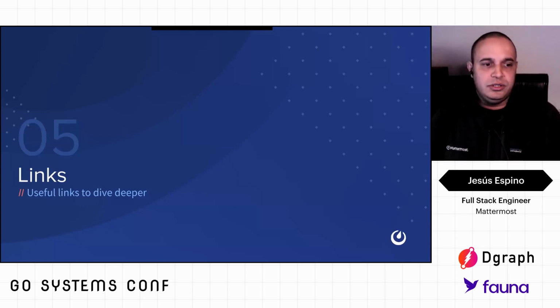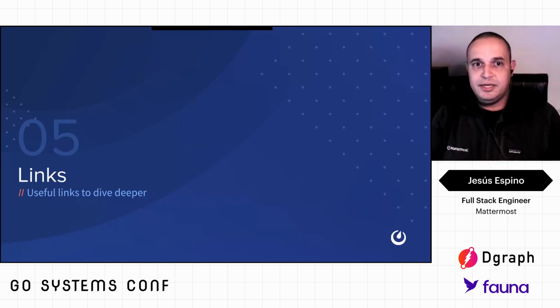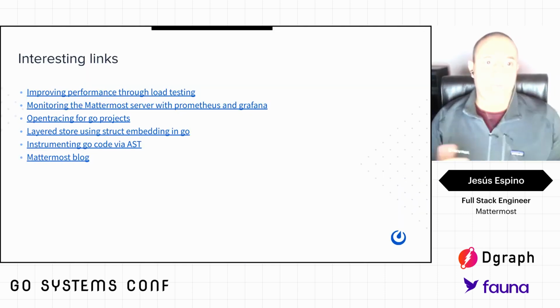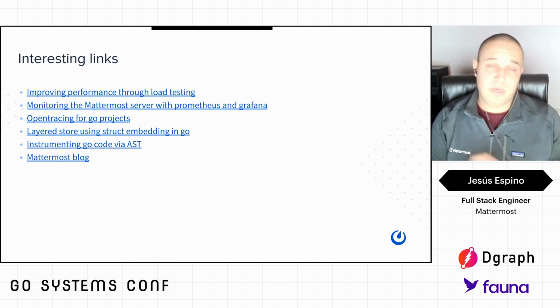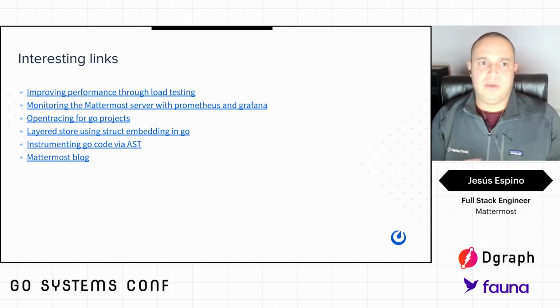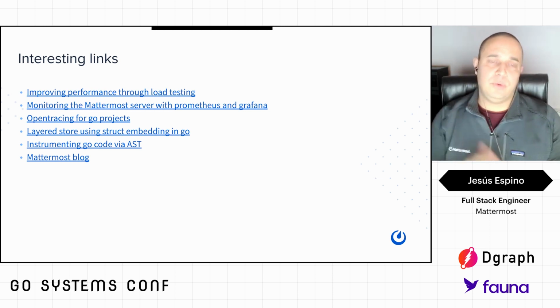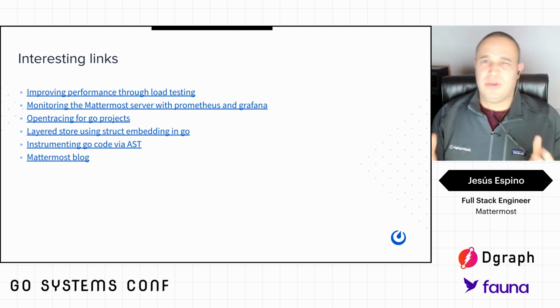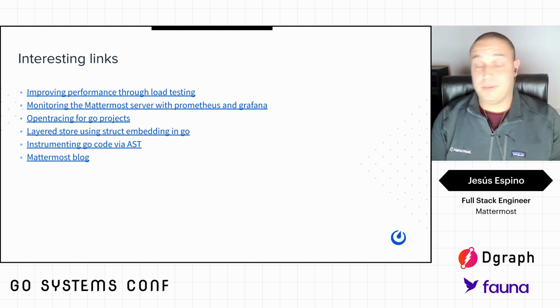And if you want to go deep with all these subjects, we have a lot of blog posts in the Mattermost blog that are really interesting. We really like to share what we are doing here and how we did things. For example, the blog post improving performance through load testing explains our load testing suite and how it works. Monitoring the Mattermost server with Prometheus and Grafana gives you an introduction about our thinking around Prometheus, Grafana, and how monitoring should work.